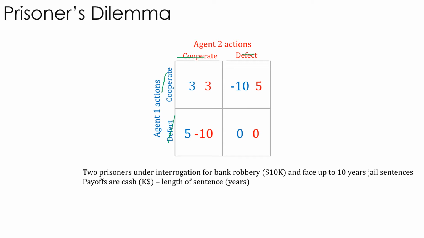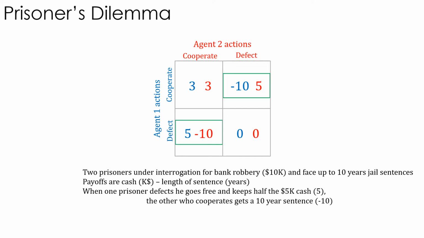claim innocence. So their payoffs are the amount of cash they keep minus the length of sentences that they receive. When one prisoner defects, i.e. puts the blame on the other guy, he goes free and keeps half the cash. So his payoff is 5. The other guy who cooperates to the cops, i.e. confesses, gets the 10-year sentence.